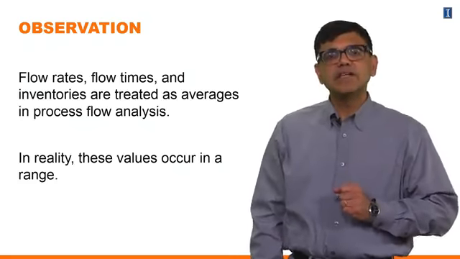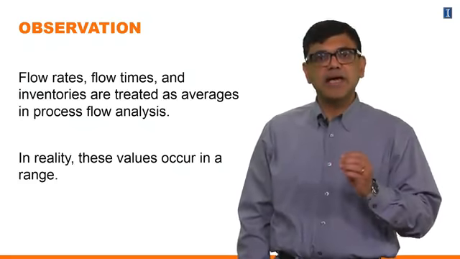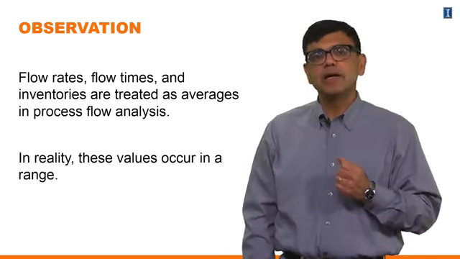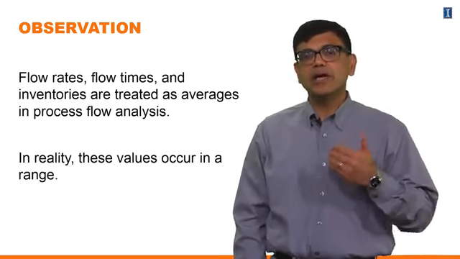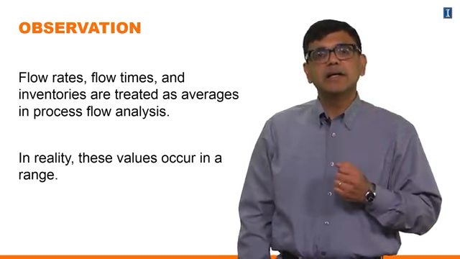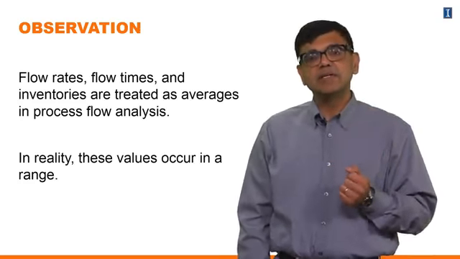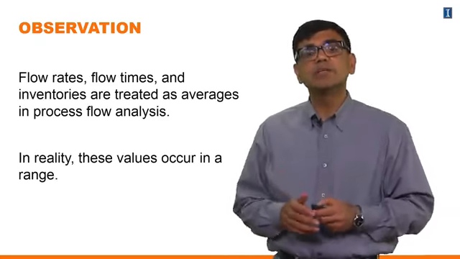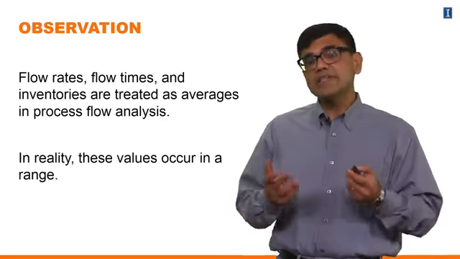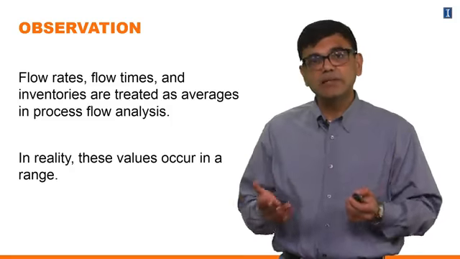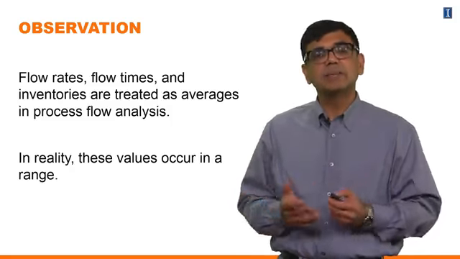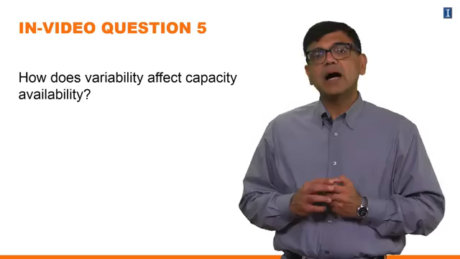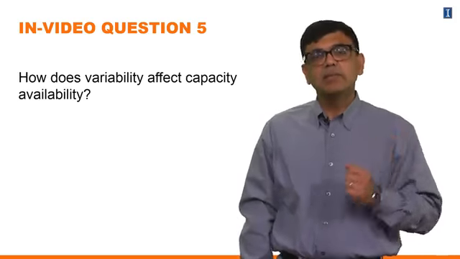So far, everything that we've looked at has been based on averages, right? We've looked at average flow rate, average flow time, average inventory. In reality, that's not the case. We have some variability in processes, some variability in activities for different reasons. We'll get into those reasons later. However, we know that there's going to be some variability in processes. And how is that going to affect the available capacity of a process, the available capacity of an activity? So let's take a minute and think about how variability would affect availability of capacity.